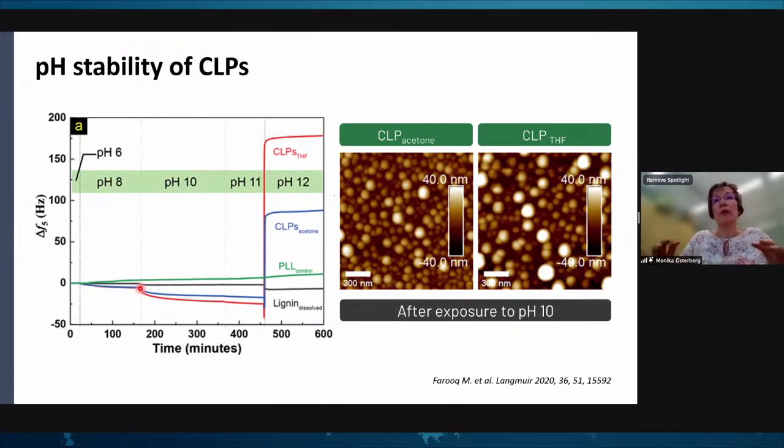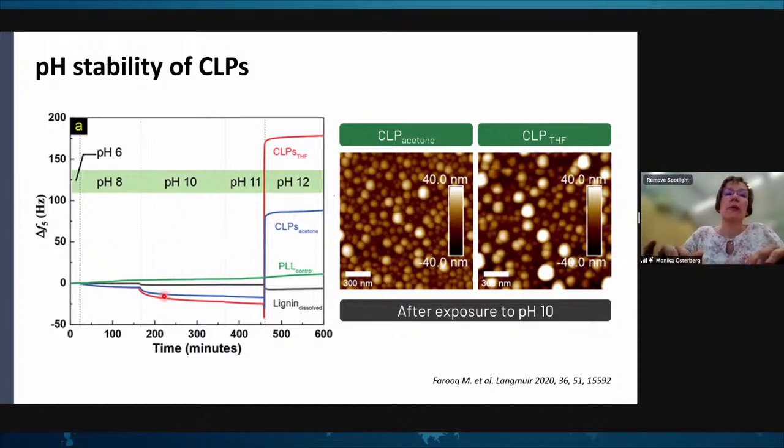adsorption of water molecules at the surface of the particles, which increases the weight and increases the change in dissipation at pH 8, and then at pH 10 a bit more. But at pH 12, we see an increase in frequency, meaning that we have a decrease in mass. So this shows clearly that they are totally dissolved at this pH.